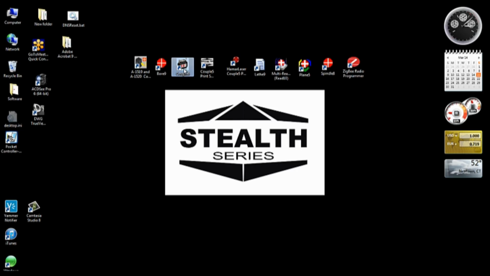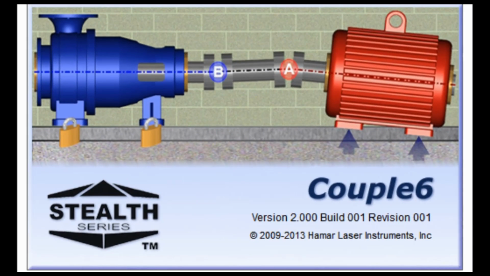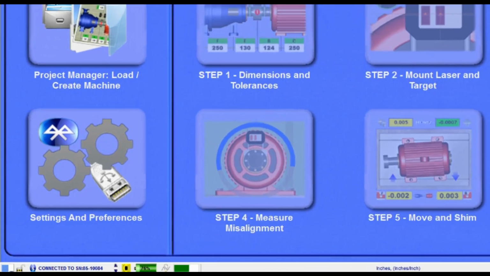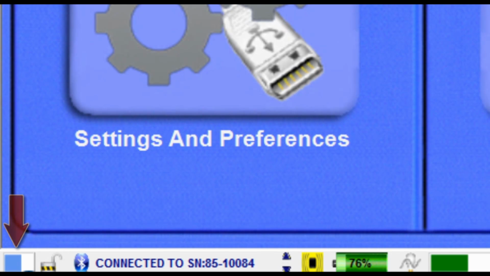Now let's boot up the software by tapping on the Couple 6 icon on the Windows desktop. Notice in the lower right corner of the opening screen, the software automatically scanning the COM ports to locate the Stealth target. Once connected, the main screen opens and we can see the status bar that shows the Bluetooth signal strength, target serial number, excess vibration detector, remaining target battery life, and ambient light detector.